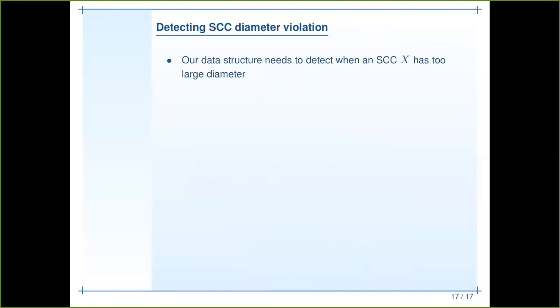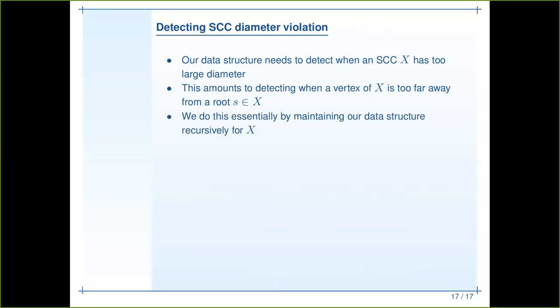So there are many details I haven't talked about here, but one detail is how does our data structure detect when an SCC X has too large diameter? Well, detecting this amounts to detecting when a vertex of X is too far away from a root vertex S of X. But this is basically the problem we are trying to solve. Like for the full graph, we are maintaining approximate shortest path distance from a root vertex. And this here is the same problem for X essentially. So we maintain our data structure recursively for X. It's not as simple as that, but this is the high level idea.